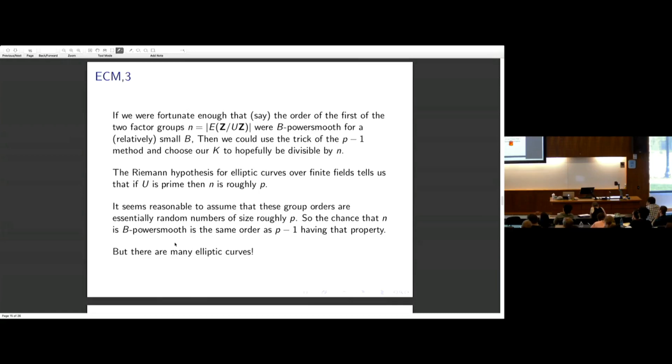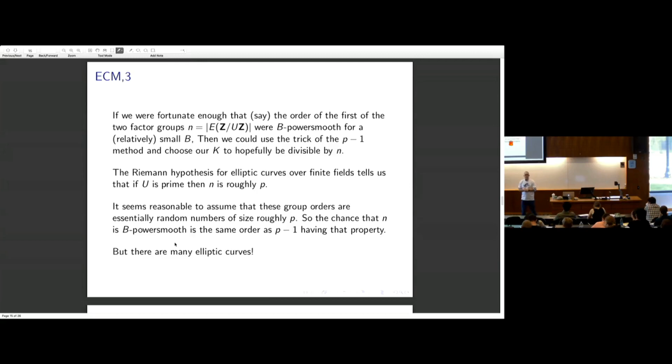And we know quite a lot about the orders of the group of points on an elliptic curve mod p. In particular, we know that they have order roughly p. Right? That's the Riemann hypothesis for elliptic curves. And so what we could hope is that, as you consider all possible elliptic curves mod p, their orders are just as likely to be smooth as any other number of that size. Okay? Now, that's a hopelessly unprovable statement in analytic number theory, but it's an extremely reasonable hypothesis to make.